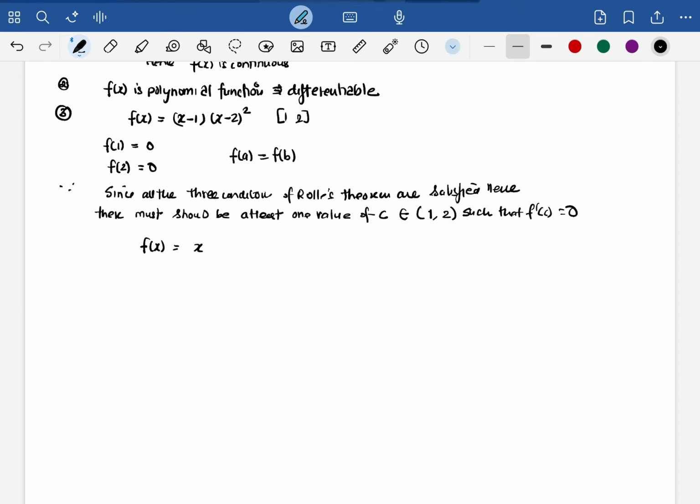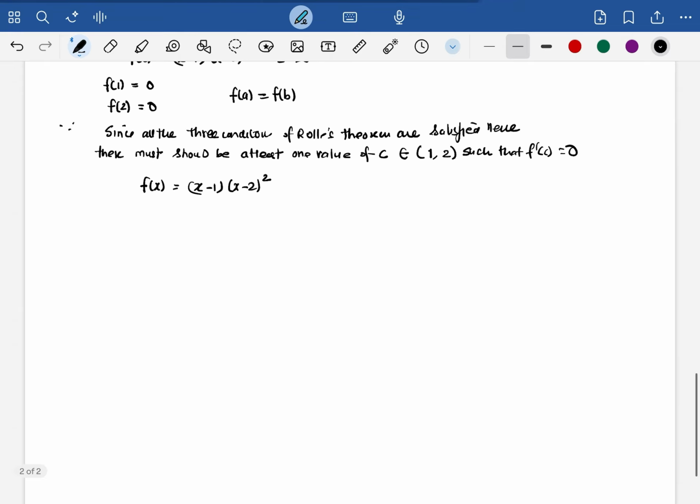Let me write it once again: x minus 1 into x minus 2 whole square. So let's do the differentiation. How do we differentiate? Let's consider this as one part, and this as two parts. So x minus 1, what is the differentiation of x minus 2 whole square? This is 2 into x minus 2, plus x minus 2 whole square as constant, and x minus 1's differentiation is 1. So if we solve this, it comes out to be x minus 2 and 3x minus 4.